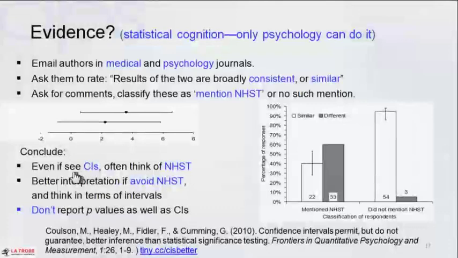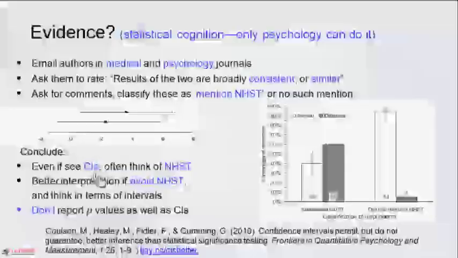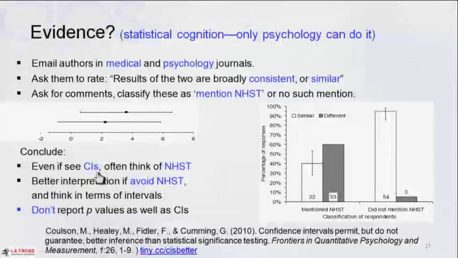So what do I conclude from this little study? First, that, alas, quite a few people, even if we give them confidence intervals, will themselves invoke significance testing. Somehow it's so deeply entrenched in our thinking that that's the way we feel we need to arrive at conclusions, even when we have much more informative confidence intervals presented to us.